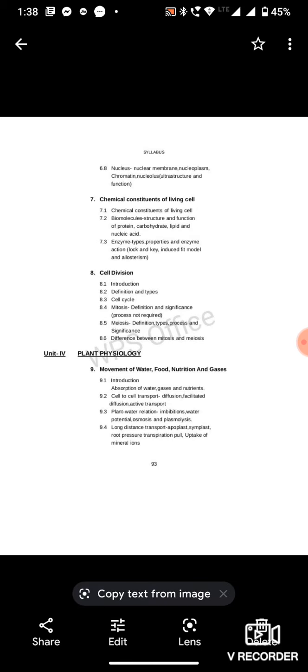Unit 4 is plant physiology. Under plant physiology, the first chapter is movement of water, food, nutrition and gases. First chapter is introduction of this movement of food, nutrition and gases, cell to cell transport, plant water relation, there are imbibition, water potential, osmosis and plasmolysis, long distance transport, apoplast, symplast, root pressure and transpiration pull.